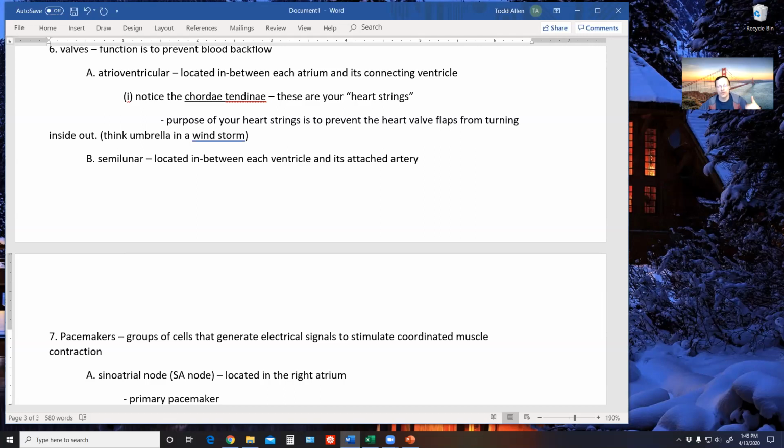So if you've heard about someone needing a pacemaker, 99 times out of 100, the doctors are providing a computerized version that can replace the sinoatrial node. That's what's being replaced because it's not functioning properly. So that's the sinoatrial node.